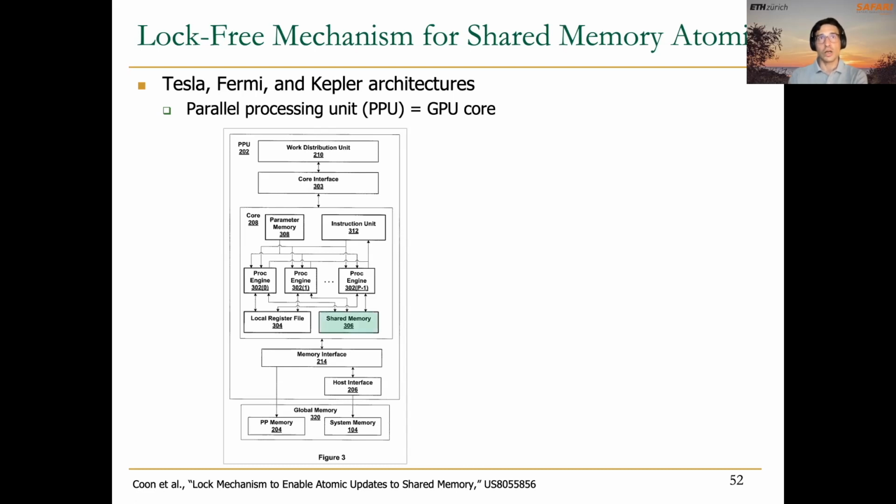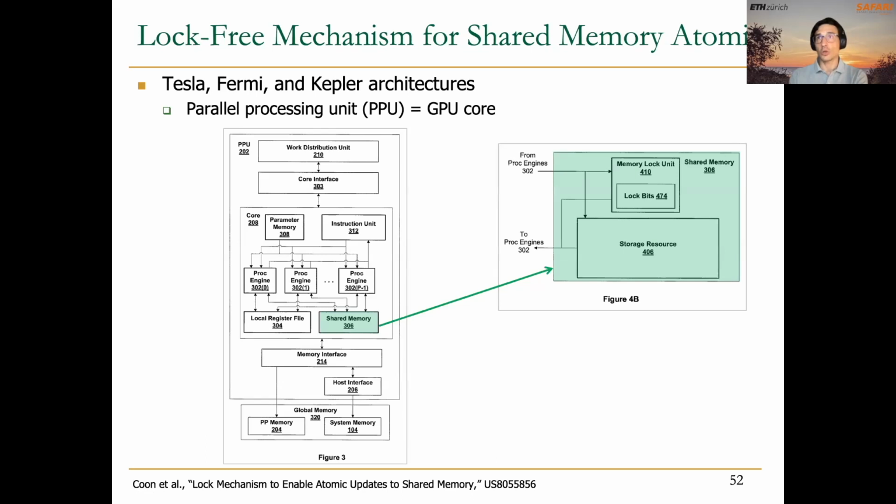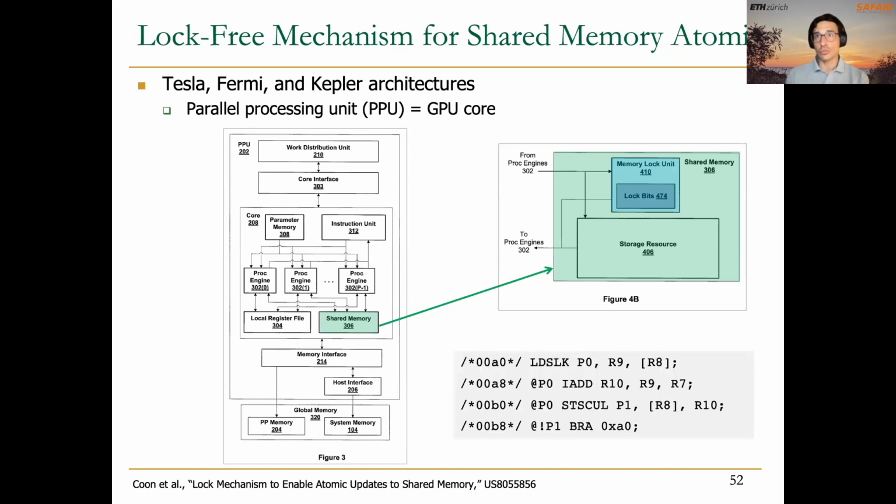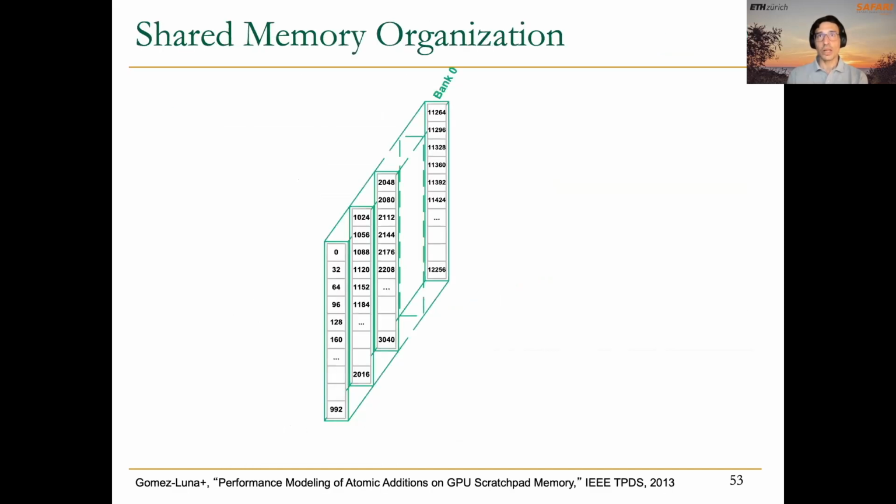As you can see here, we can identify this is a GPU core. Inside the GPU core, we have the shared memory. And if we take a closer look at this shared memory, we see that the storage resource, that is the memory array itself, is accompanied by this memory lock unit that contains some lock bits. And this memory lock unit with the lock bits is going to be in charge of executing this lock-free code correctly. Let's talk a little bit more about these lock bits.